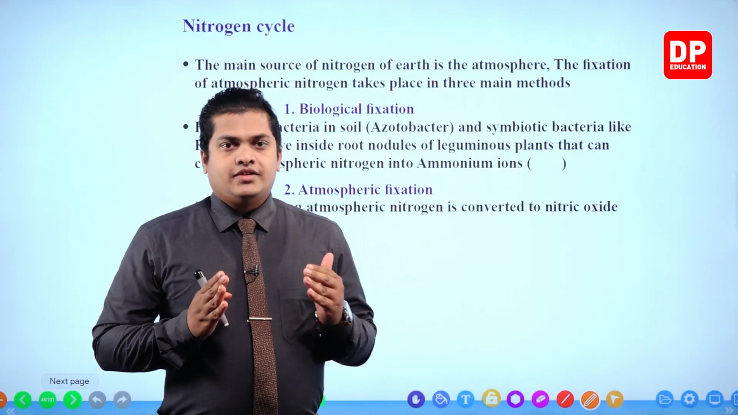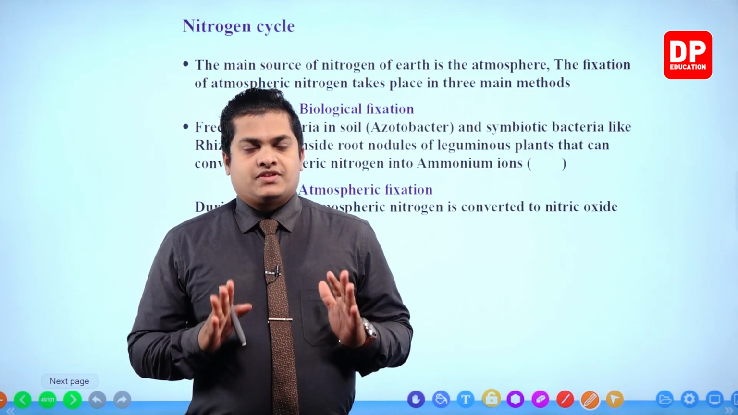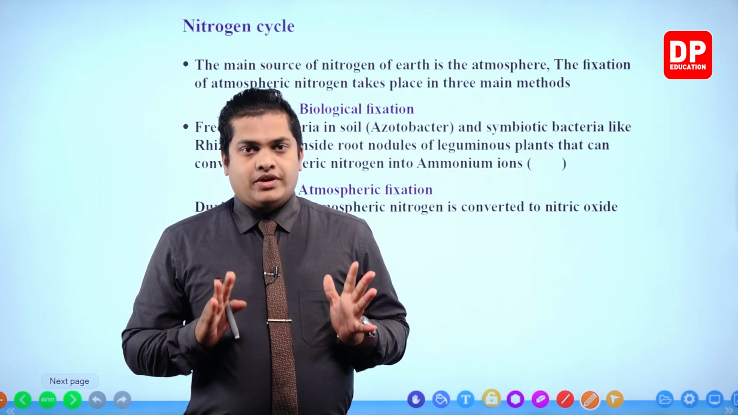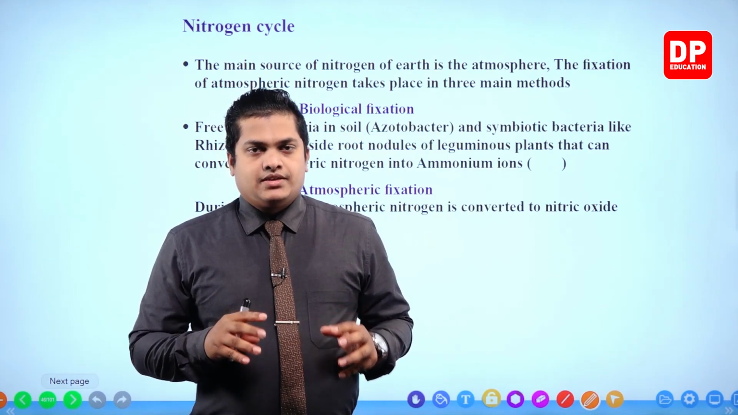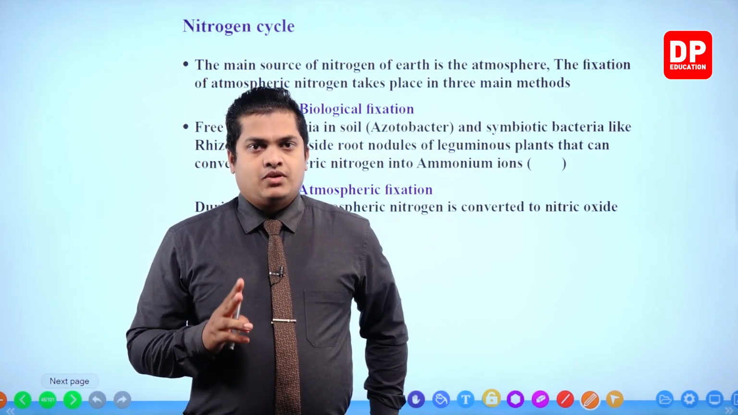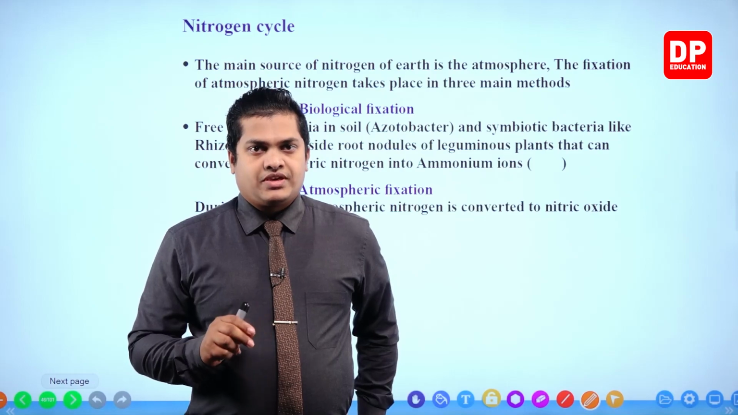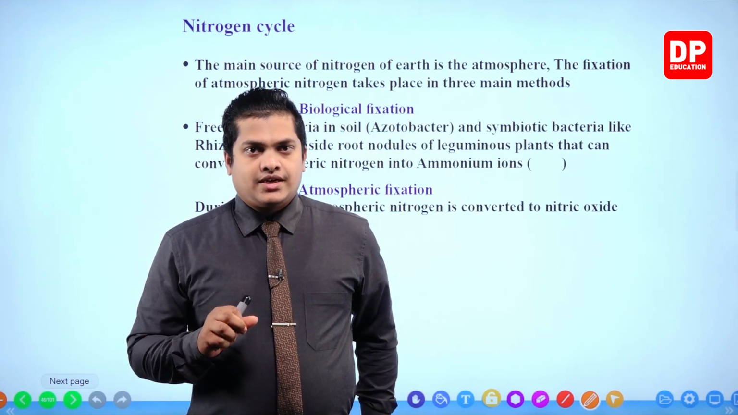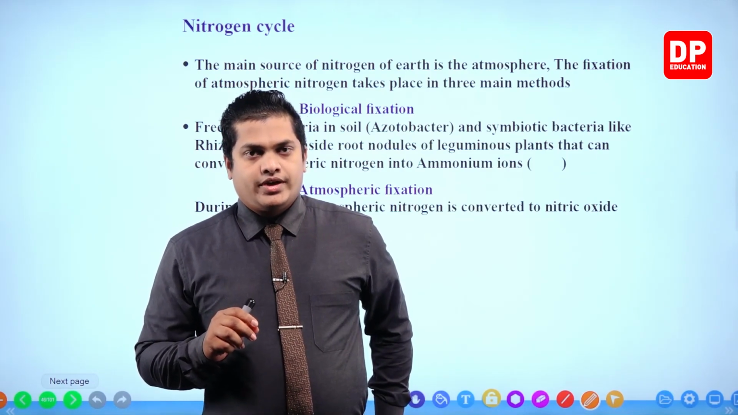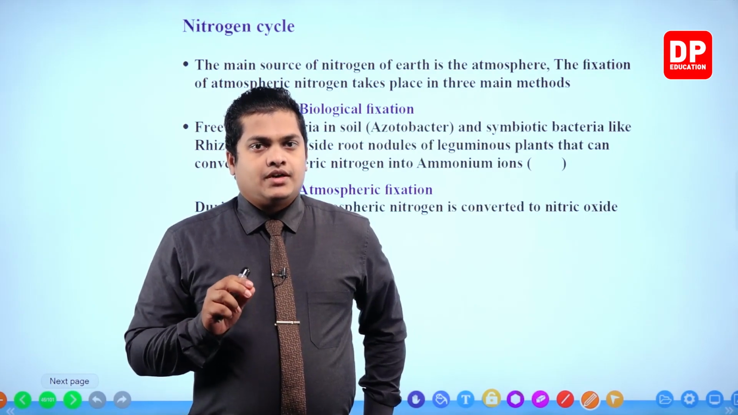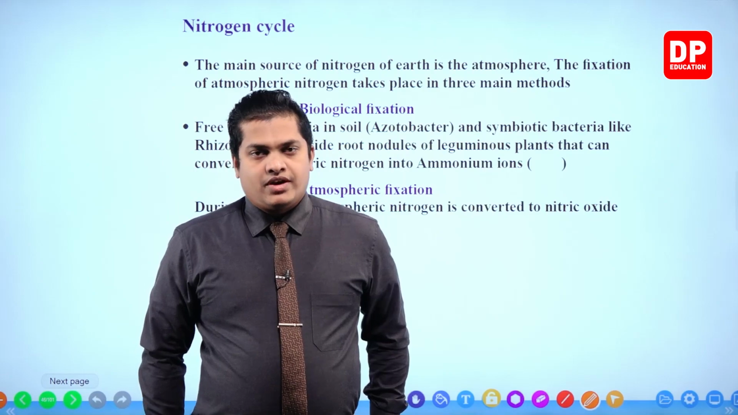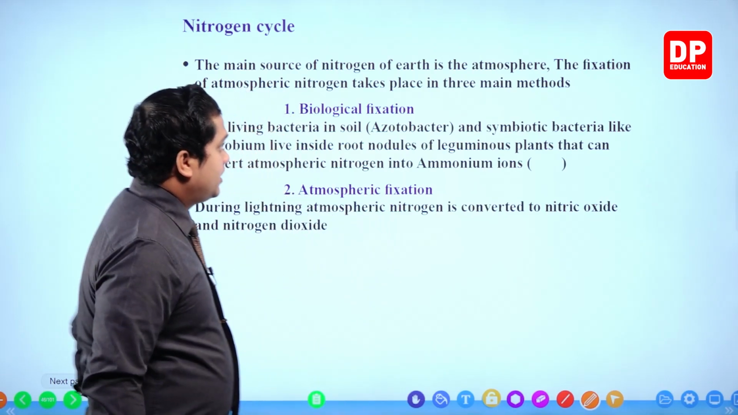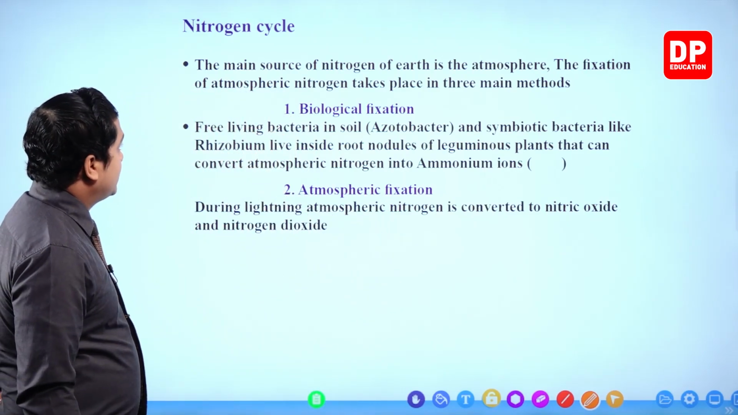In the earlier chapter, we discussed the first and foremost biogeochemical cycle, the carbon cycle. Now we are going to discuss the second type of biogeochemical cycle. This second type is the nitrogen cycle, the second main chemical cycle that we can observe in our biosphere. So now you are given the topic nitrogen cycle.